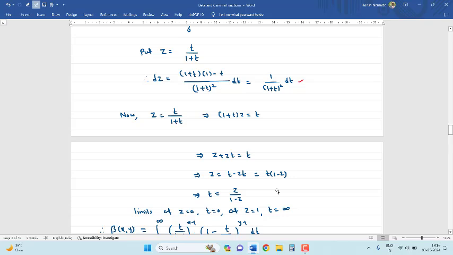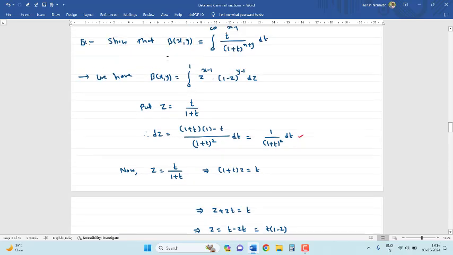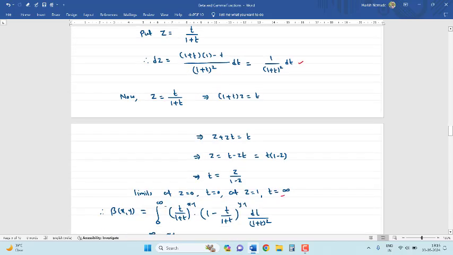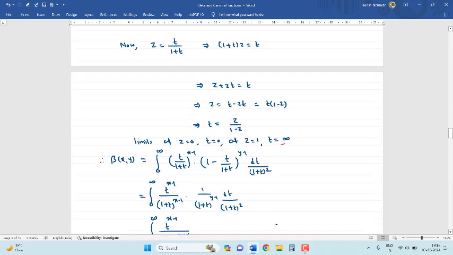Again the limits of integration: at z is equal to 0, t is 0, and at z is equal to 1, if you put z is equal to 1 here, this becomes infinite. So t is equal to infinity. So from that we have the value of beta(x,y) is the integration from 0 to infinity of (t upon 1 plus t) raised to x minus 1 into 1 minus z, that is (1 minus t upon 1 plus t) raised to y minus 1, into the value of dz, which is dt upon (1 plus t) squared.